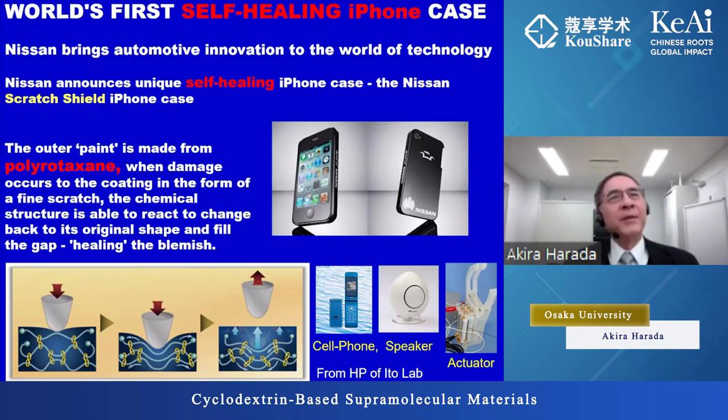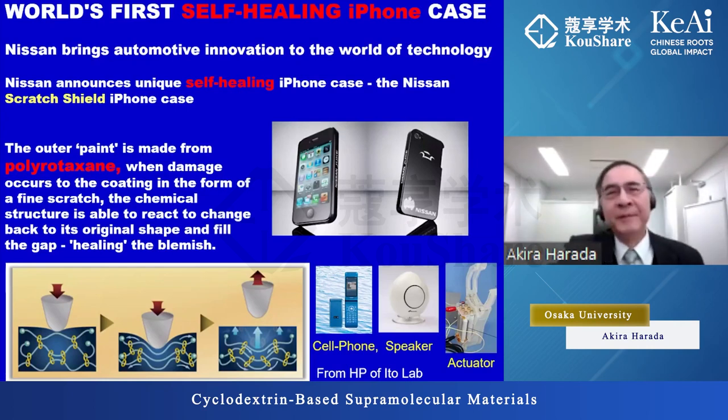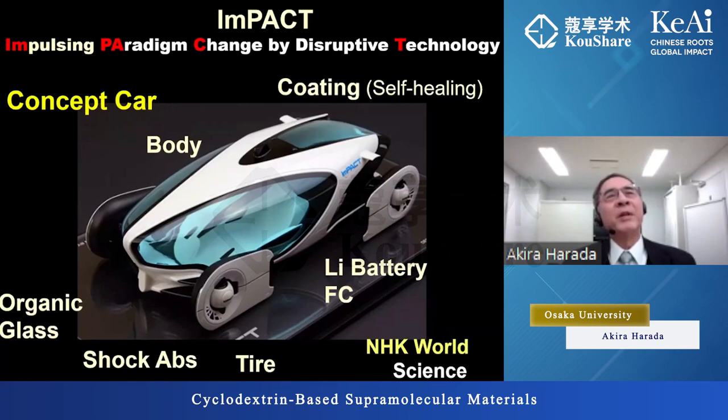In this case, the physical self-healing: when you apply a force from the outside, the surface has some bump here, but when you remove the force, the surface goes back to the original shape because the cyclodextrin ring moves back to the original position. In this case, precisely speaking, this is a physical sort of healing, a use of elastic behavior. Okay. So then recently polyrotaxanes have been used for the impact project right here in Japan to make a concept car.